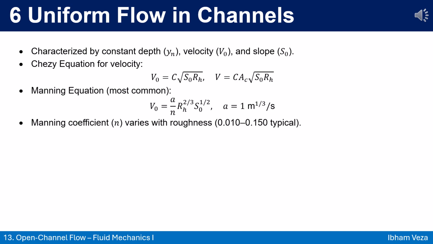This coefficient captures how rough the channel boundary is, from smooth concrete to natural riverbeds. Here's the insight. If the hydraulic radius increases or the slope becomes steeper, velocity increases. But if the channel is rougher, velocity decreases. That's why choosing the correct N value is critical. Even a small change in roughness can significantly impact flow predictions.